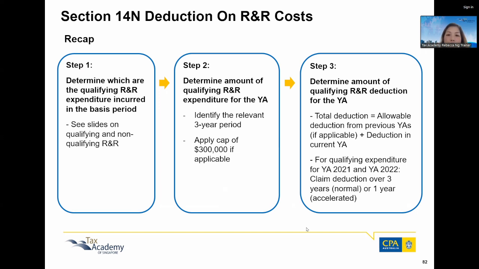Then for step 3, we will determine the R&R deduction for the year of assessment. So the total deduction is equal to the allowable deduction from the previous year plus the deduction in the current year. And for the qualifying expenditure for YA 2021 and 2022, the claim can be over 1 year instead of 3 years if the company has opted to claim it over 1 year.